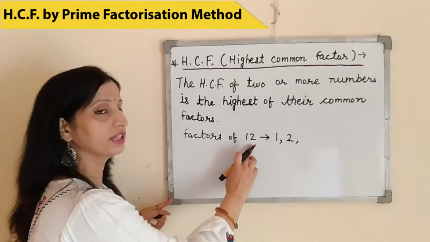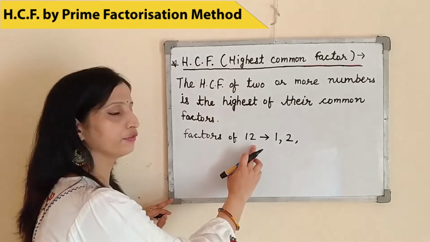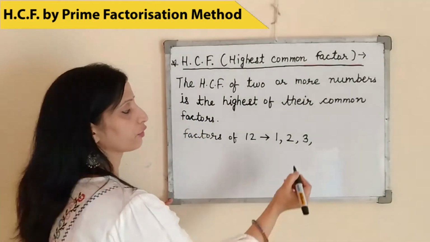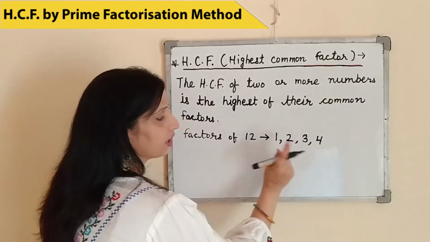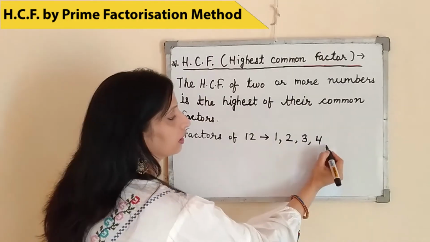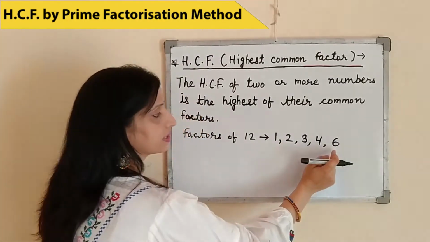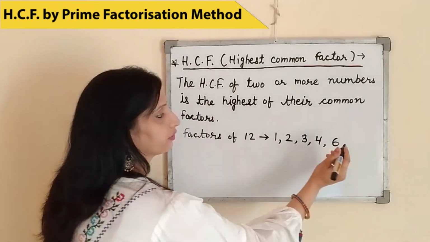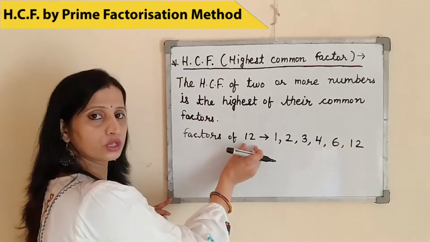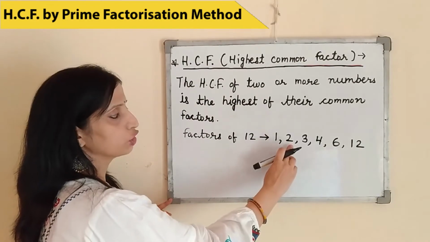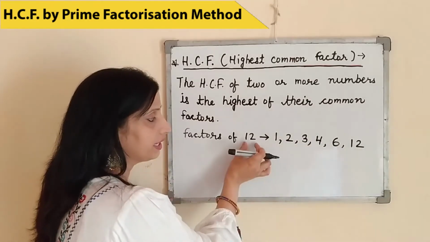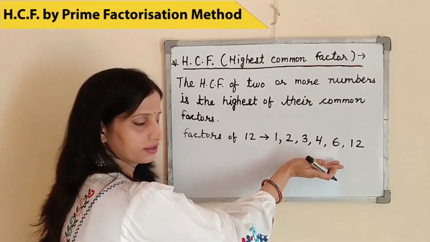Then it comes in the table of 3. 3 4s are 12. So 3. Next is 4. 4 3s are 12. 12 is exactly divisible by 4 also. Then 6. 6 2s are 12. And then the number itself, 12. So the factors of 12 will be 1, 2, 3, 4, 6 and 12. It is divisible by all these numbers.